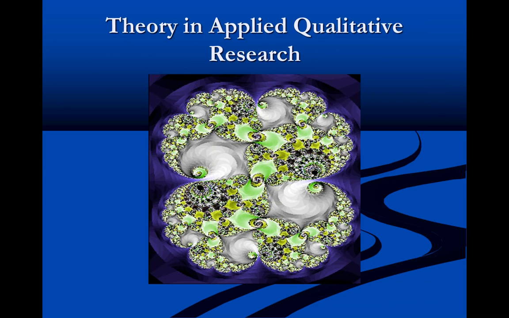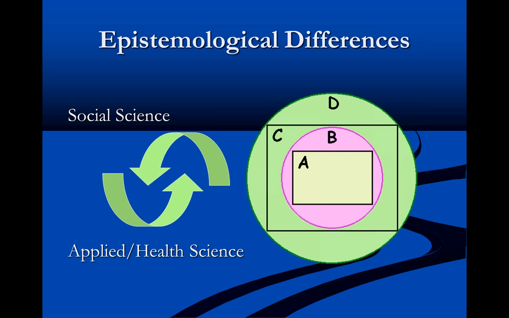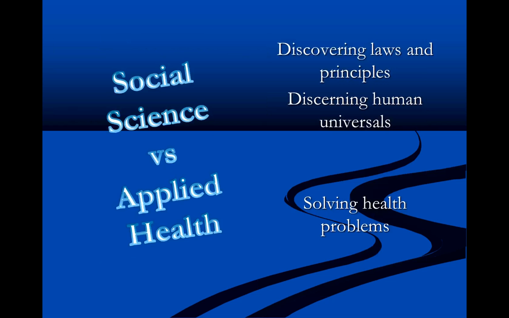The role in applied research in the health field, for example, is really quite different, and I think there are some very strong epistemological differences between social science and health sciences. Specifically, social sciences exist to discover laws and principles and human universals, and the applied sciences, such as health, to solve health problems.